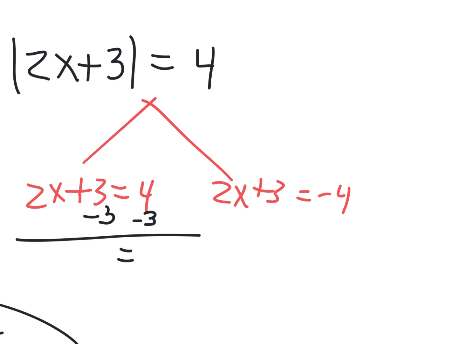Notice, always bring the equals straight down. Always draw a line under it. You don't have to, but it keeps you organized. 4 minus 3 is 1. These are gone. 2x equals 1. A lot of people hold up to the end and then all of a sudden they just go freelance. Just stick to the system. Divide by 2, x equals.